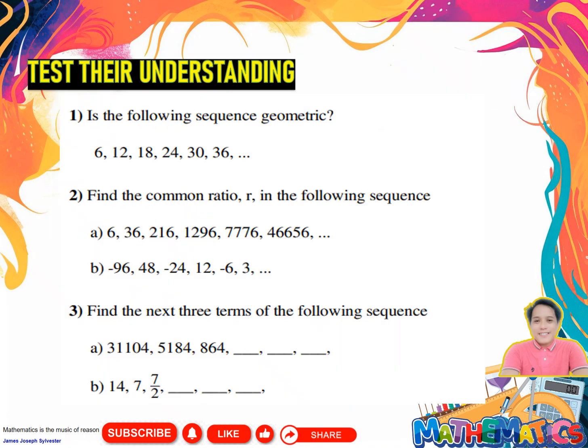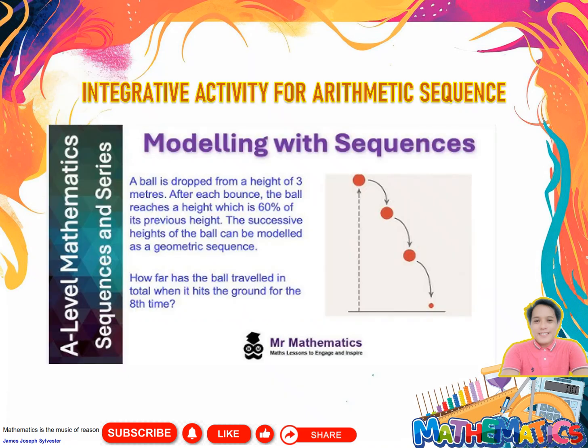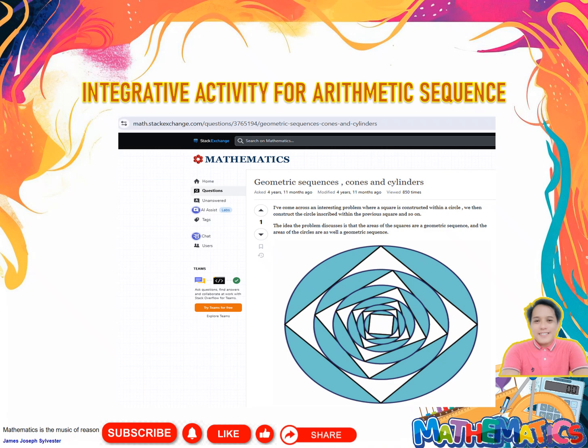Test your understanding: determine if the following sequence is geometric. Find the common ratio in the following sequence. And third, find the next term of the following sequence. For the integrative activity, for arithmetic sequence, we can use modeling with sequence. And for another one, we use geometric sequence.